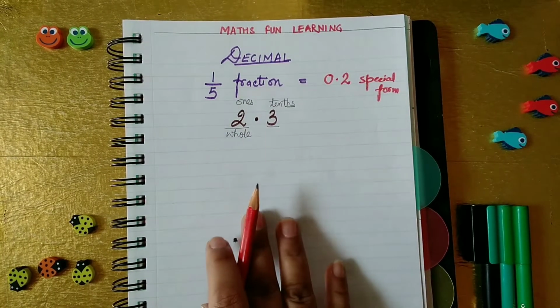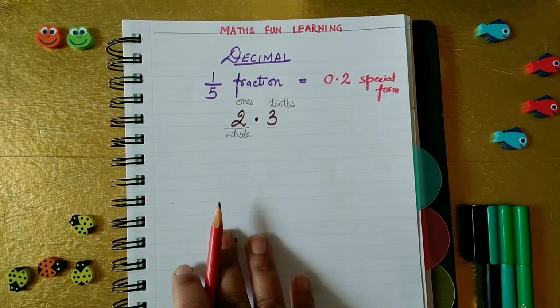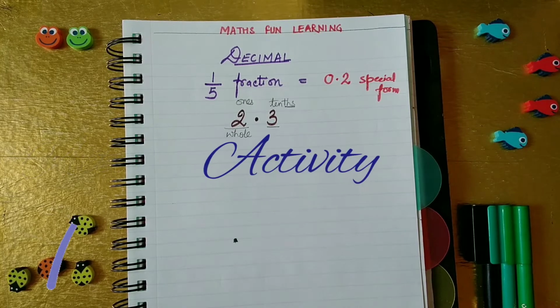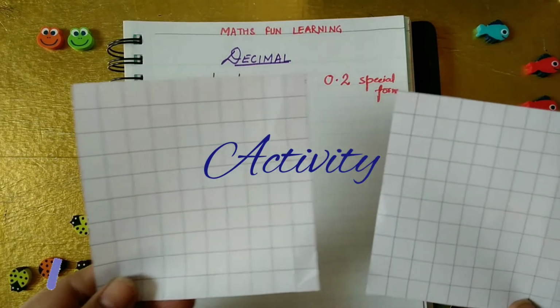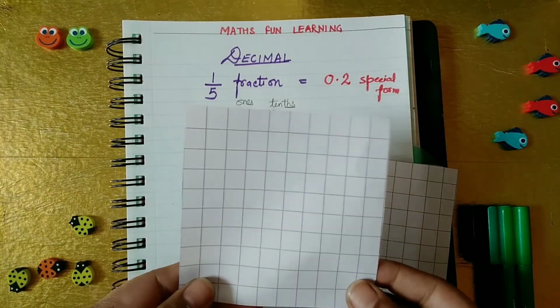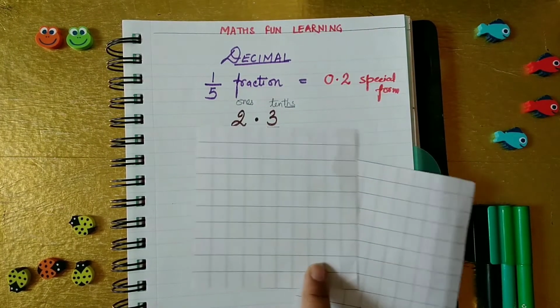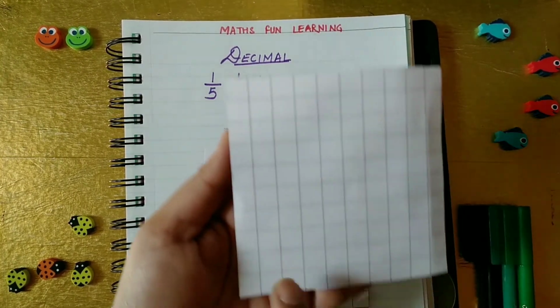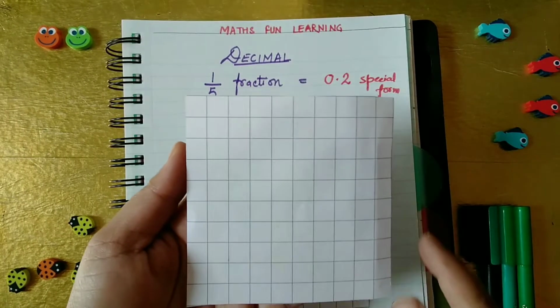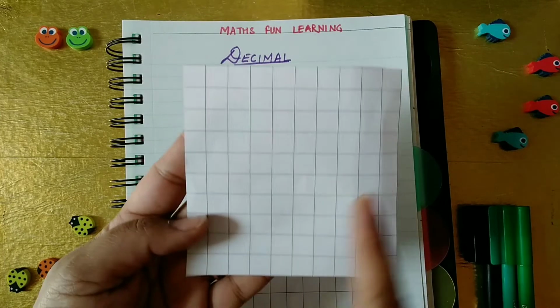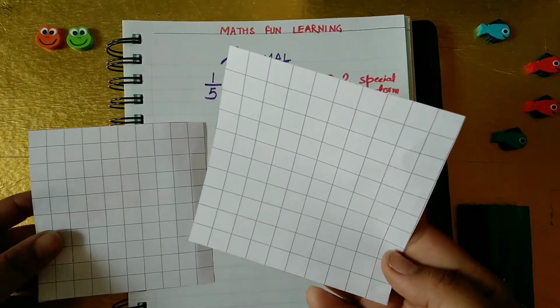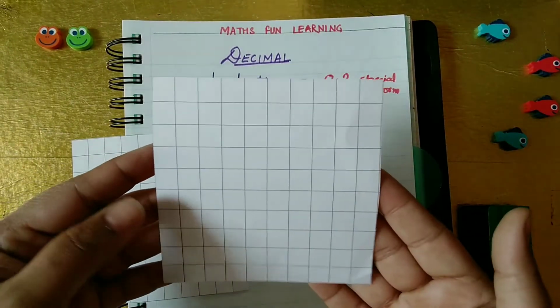Okay, let me explain with a small activity. What are the materials we require? It's a very simple activity. You require only some sheets of a maths notebook, from which you have to cut a square, and that square should be 10 by 10. There are 10 rows and 10 columns. So if you observe, there are a total of 100 small boxes. So this is 100, it means 100%.